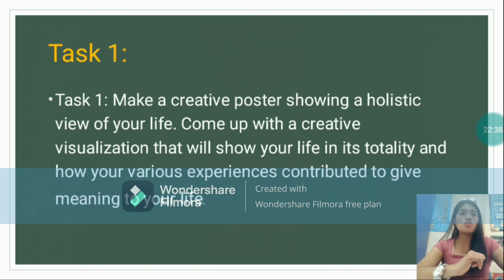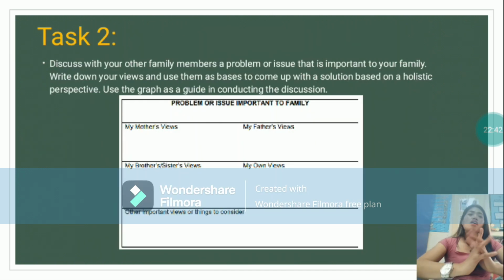Let's proceed to task number two. So for task number two, discuss with your other family members a particular problem or issue that is important to your family. Now, write down your views and use them as basis to come up with a solution based on a holistic perspective. Use the graph as a guide in conducting the discussion. So you are provided with the graph below. You have the title, problem or issue important to family. So you have to be specific. And you have the sample boxes in there. Like you write there my mother's views, my father's views, my brother's or sister's views, your own view, okay? And other important views or things to consider.